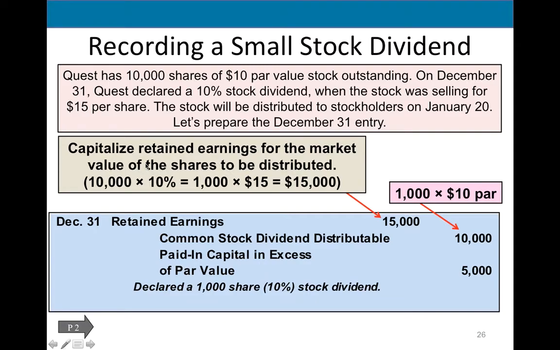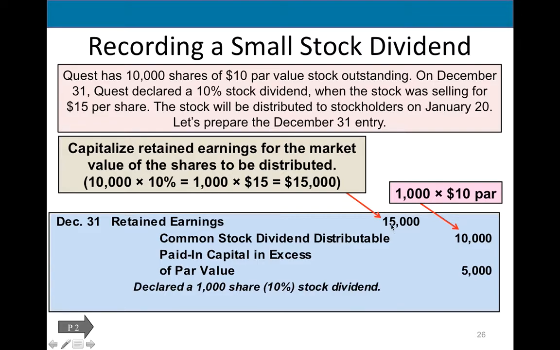So here are examples of the journal transactions you'll have to make. We have 10,000 shares at $10 par value. We declare 10% stock dividend, so it's a small stock dividend, when the stock was selling for $15 per share. So this is market price, this is par. And the stock will be distributed to stockholders on January 20th. So on December 31st, we make a declaration.